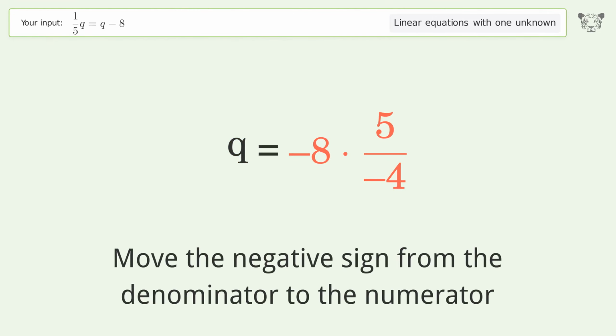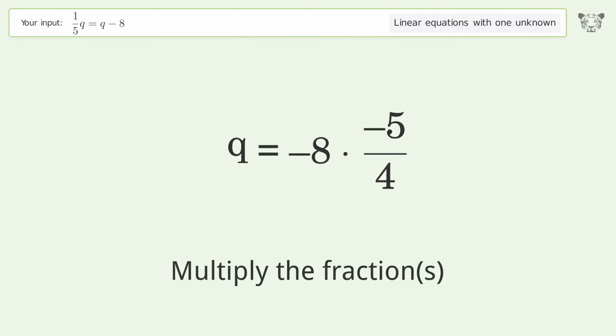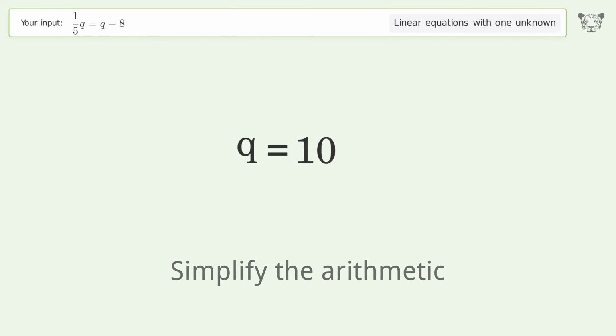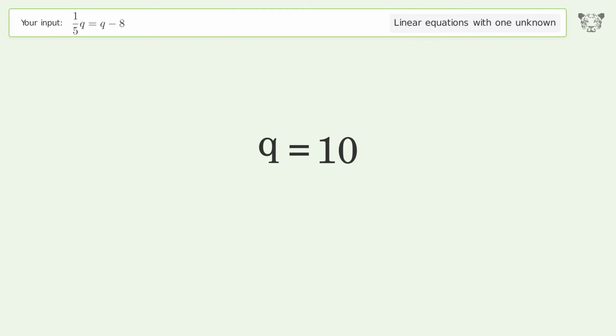Move the negative sign from the denominator to the numerator. Multiply the fractions. Simplify the arithmetic. And so the final result is q equals 10.